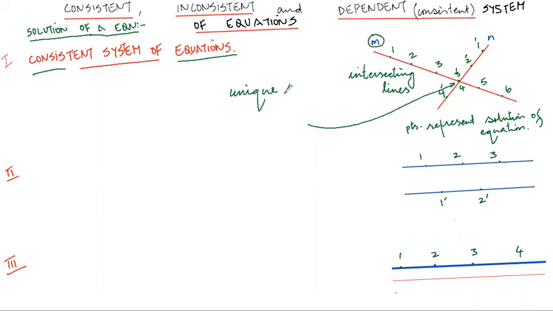Unique means a very distinct, only one solution. There may be two lines which have so many solutions. We're going to see. So this system of equations is known as a consistent system of equations. These two lines are intersecting, and these lines' equations are known as consistent equations.